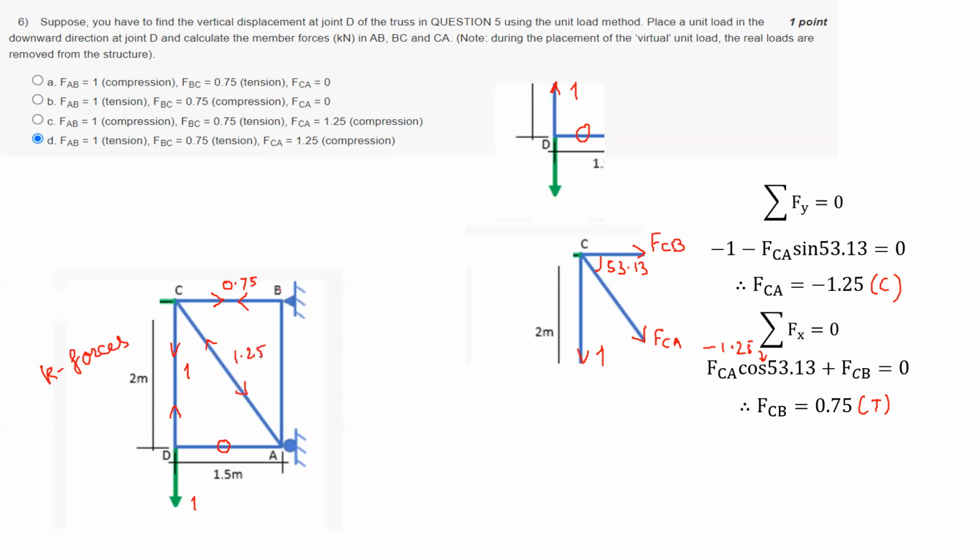Now this is 1. In the last one I have explained this, so I will go with this 1, and automatically I will get this as 1. So AB we have 1 tensile. AB 1 tensile, BC 0.75 tensile, and CA compression 1.25. So we have option D. Then go to question. So this was joint B.